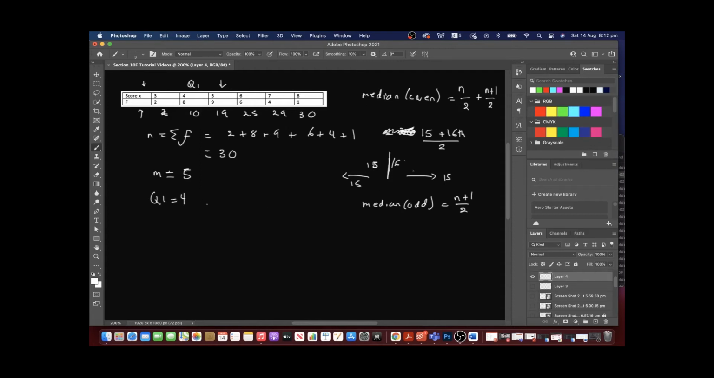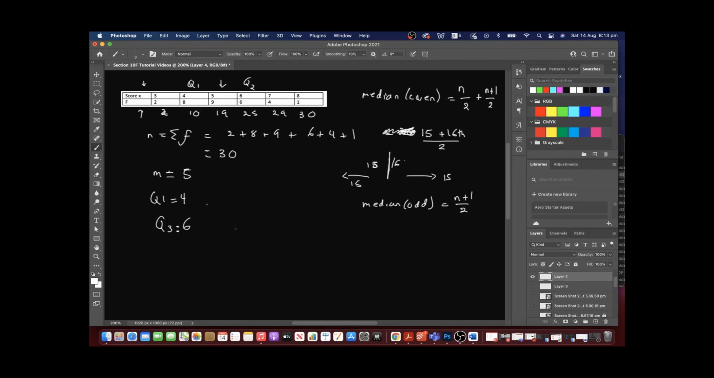And then we can do the same thing on the other side. We know it's going to be 8 values along. So we can go to the 8th value on this side, which is going to be our 24th value. And our 24th value is going to be in this bracket here, because this is 19 to 25. So our quartile 3 is going to be equal to 6.